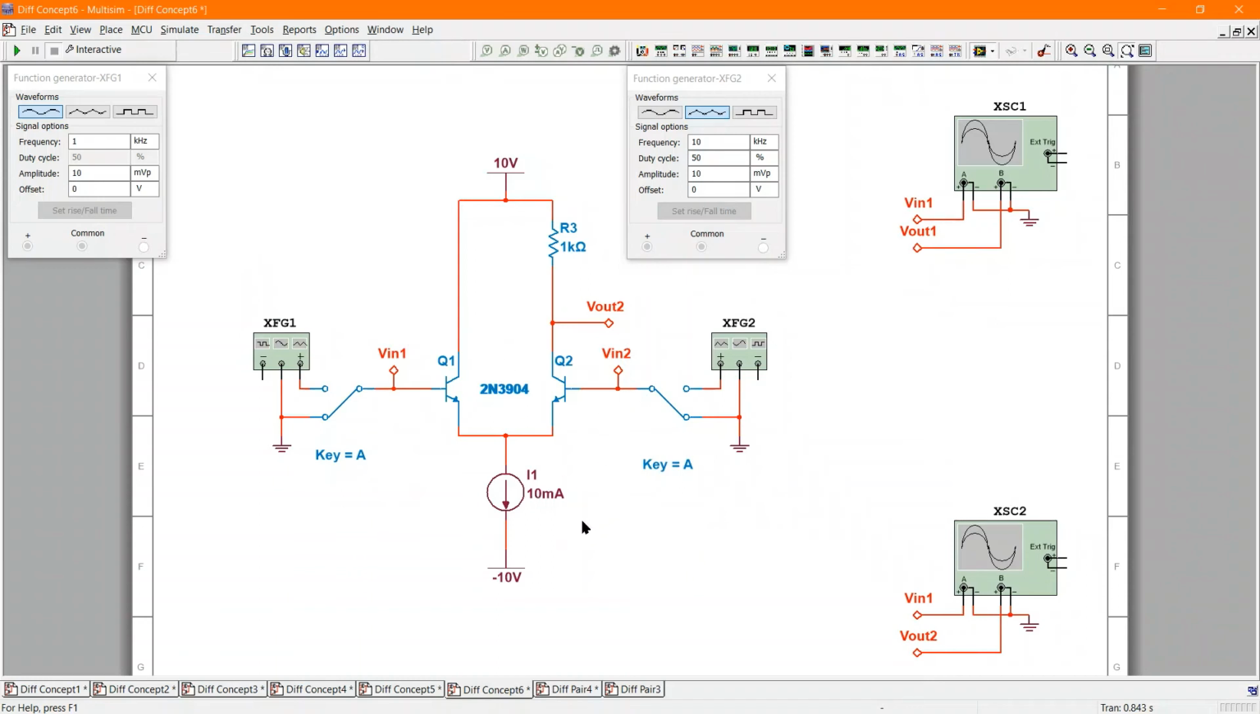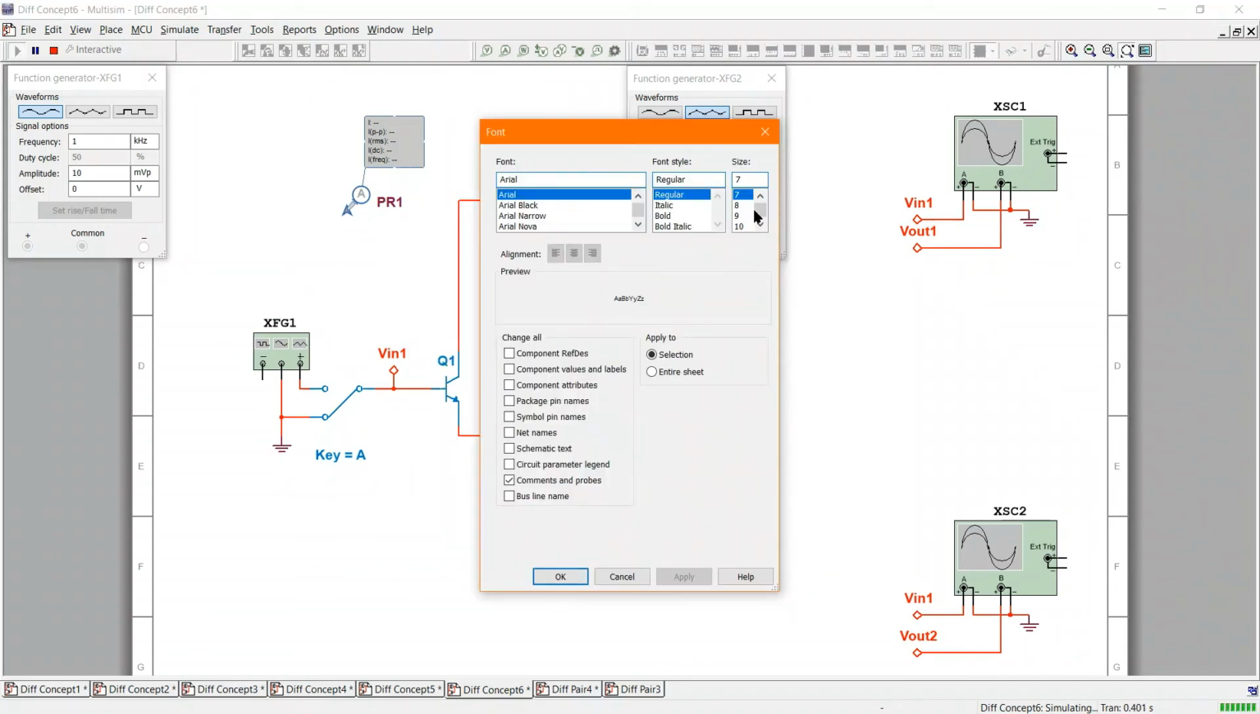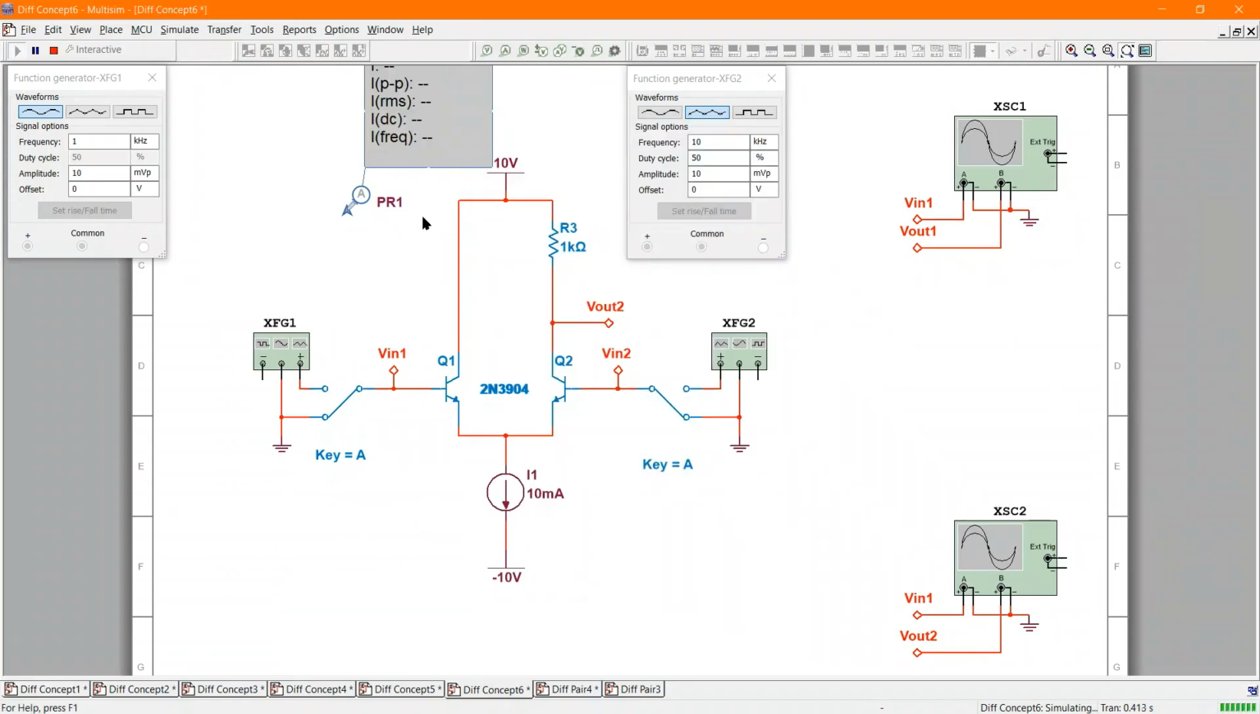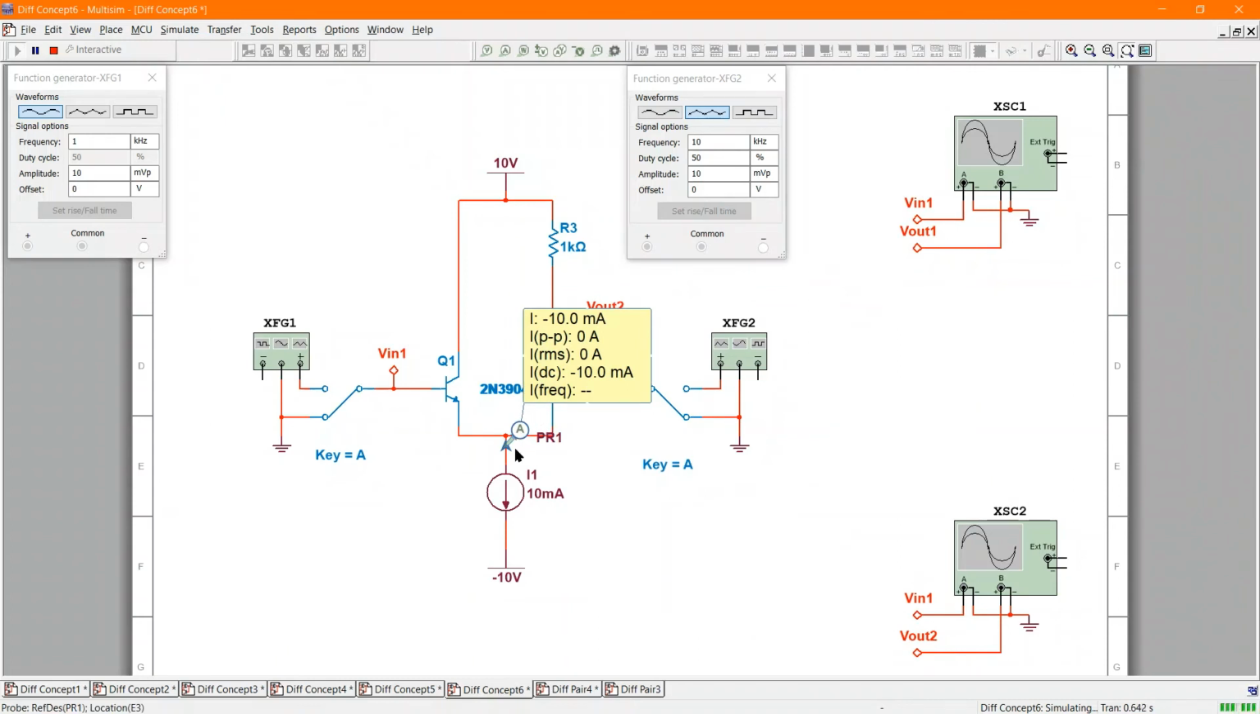So far as amplifying a signal, let's try and simulate this one. Okay, so we're running the simulation. Here's my current meter. Make that a little bit bigger, a little bit easier to see. Okay, so let's see down here. I'm measuring the current down the emitter tail here. It is 10 milliamps. And basically I've forced it to that by putting a current source in there. So I'm forcing this to be 10.